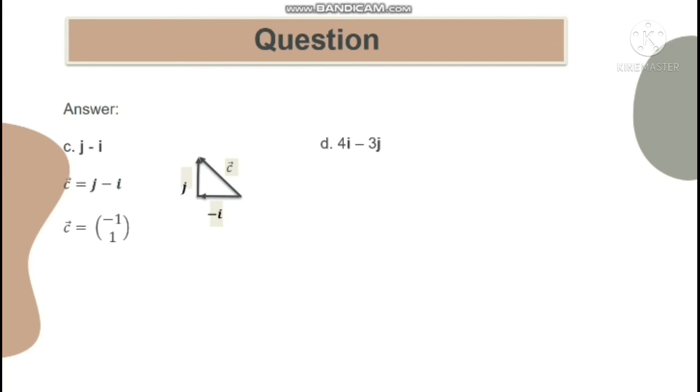And then D is 4i minus 3j. 4i minus 3j is a component of vector D. This is a column vector. This is to illustrate geometrically. Why does vector D point downward? Because the quantity of j units is negative.